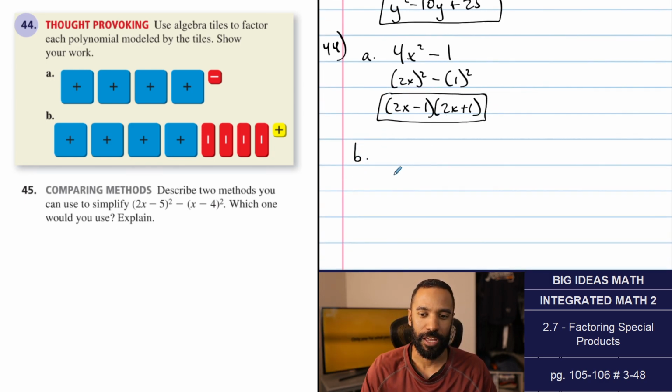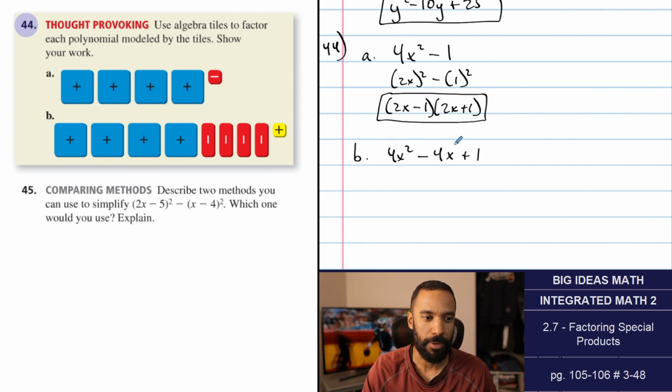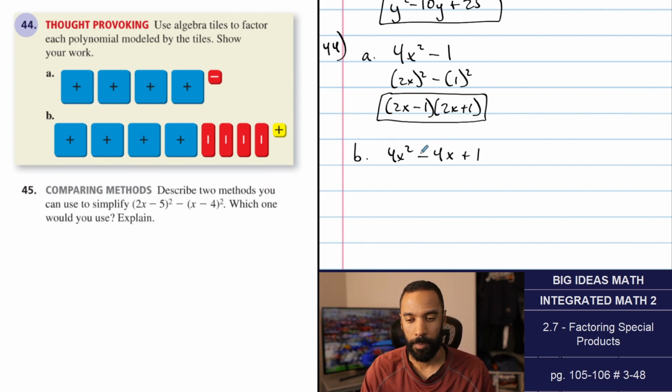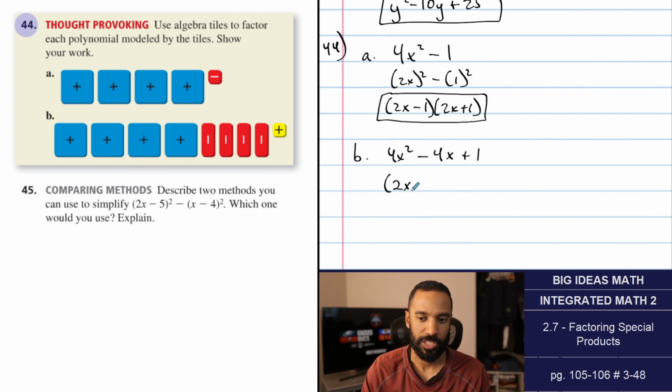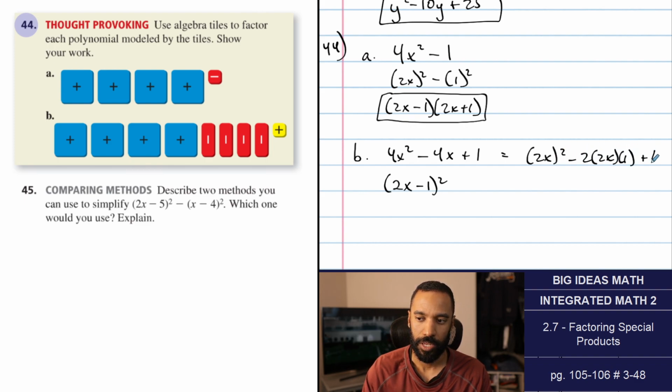Part B, I have another 4x squared, and then that is minus 4x plus 1. If this is your first time seeing me with algebra tiles, this is just how they work. That's how they're represented. We're squaring 2x, we're squaring 1, and we're doubling 2x times 1 there being subtracted. This is 2x minus 1 quantity squared. They did say to show your work, so I guess I'll do that. 2x squared minus doubling 2x times 1 plus 1 squared. Perfect square trinomial, it factors into that.